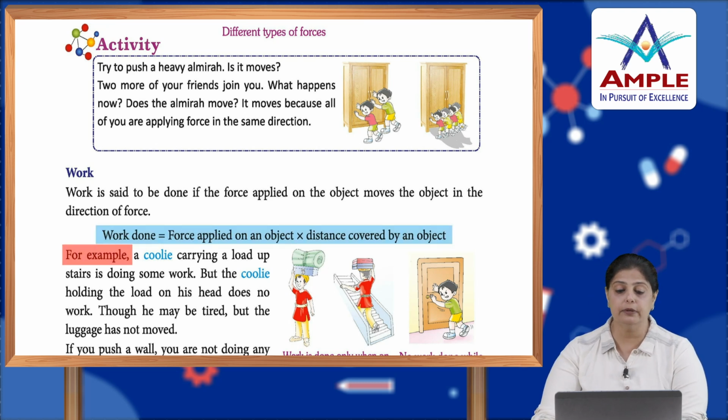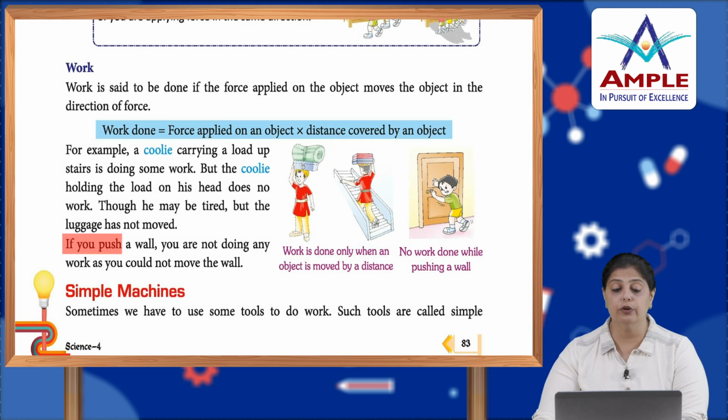For example, a coolie carrying a load upstairs is doing some work, but a coolie holding the load on his head does no work. Though he may be tired, the luggage has not moved. So, if you push a wall, you are not doing any work, as you could not move the wall. When a coolie is just standing there, holding the luggage on top of his head, that means no work is done.